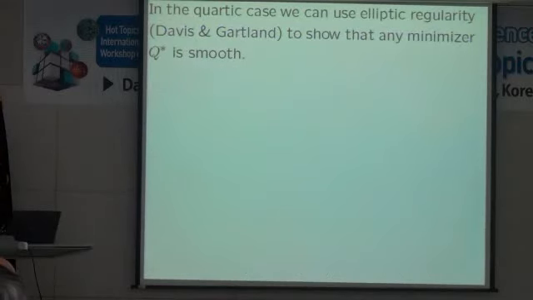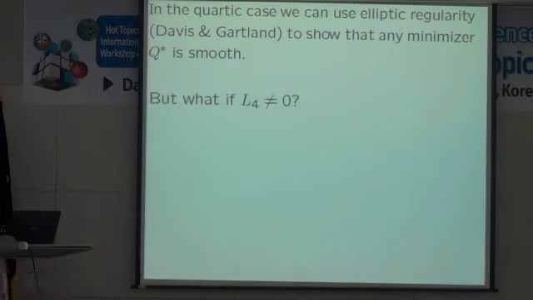And in the quartic case, when the bulk energy has that quartic form, you can use elliptic regularity to show that any minimizer Q star is smooth. So that's already interesting because that shows that you're not going to see defects in the Landau-de Gennes theory in terms of singularities. Okay. So you've got to see them some other way.